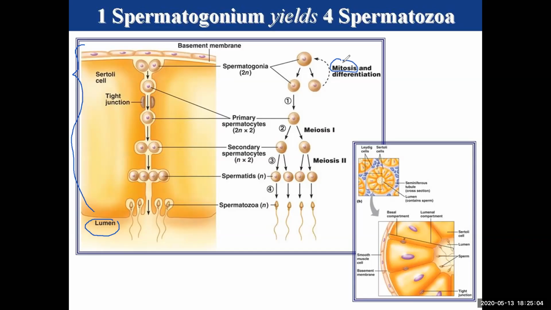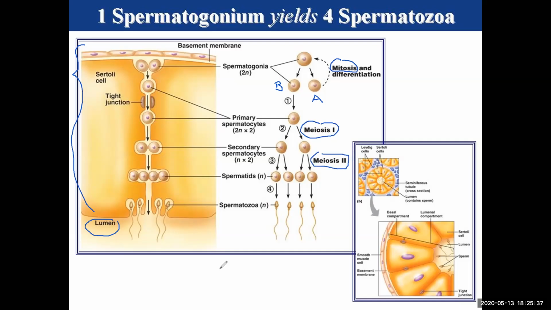So type A, type B. Type A remains a stem cell, and type B goes on the differentiation process to becoming a sperm, right? So here we have mitosis, but here we have meiosis. So meiosis 1 and meiosis 2.